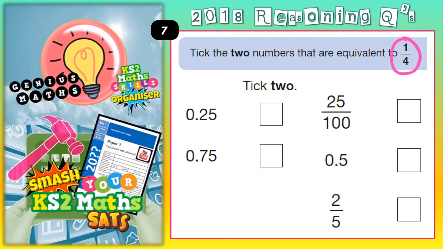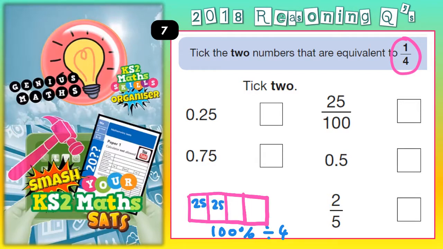Now there's a couple of ways we could think about this. We could think about a bar. Now if we have a bar that's split into 4 pieces, then if the whole bar is worth 100%, if you were to split 100 into 4 pieces, each piece would be 25%. Okay, 25%. Now 25% as a decimal is 0.25. So a quarter is 25%, and it is also 0.25. And 0.25 is one of the actual boxes that we need to tick. So 0.25, there's one of the answers straight away.